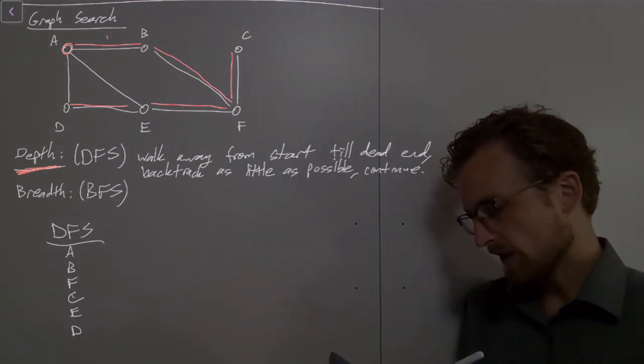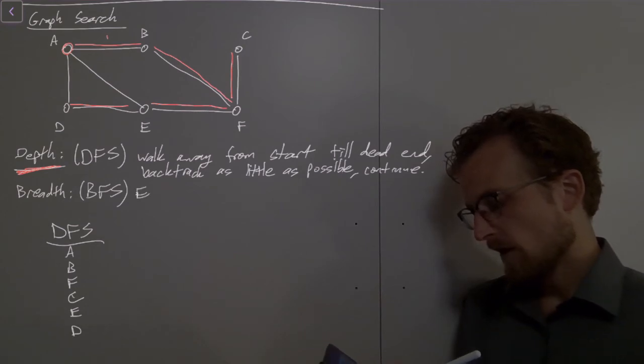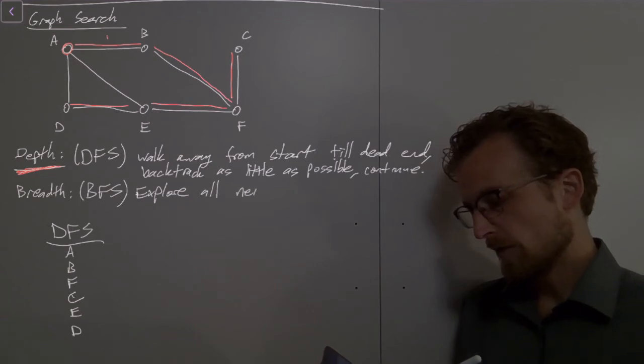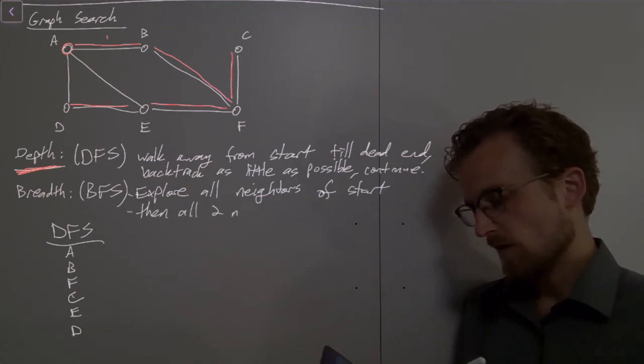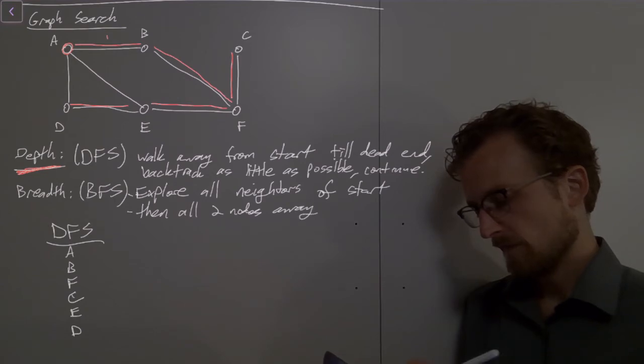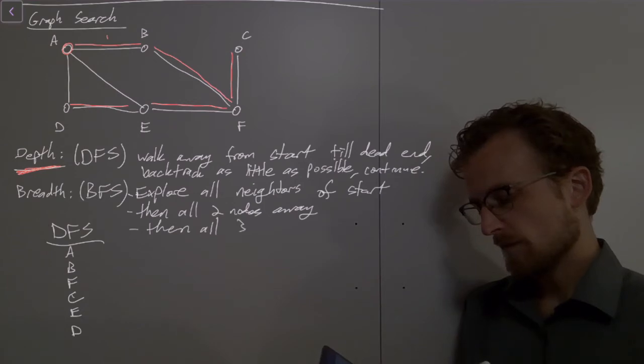Okay, so here's how this works. Explore all neighbors of start. Then all 2 edges away. I should say 2 nodes away. Then all 3 nodes away.